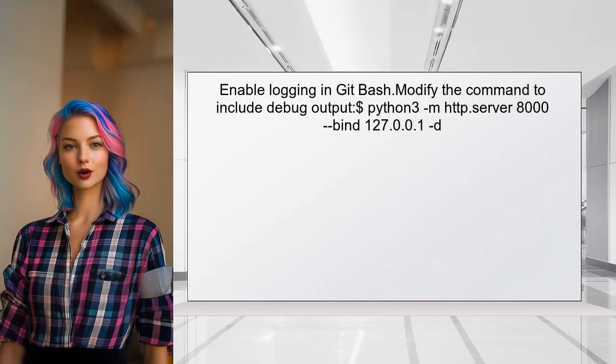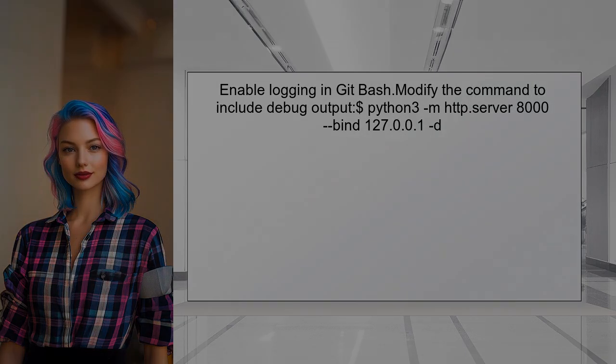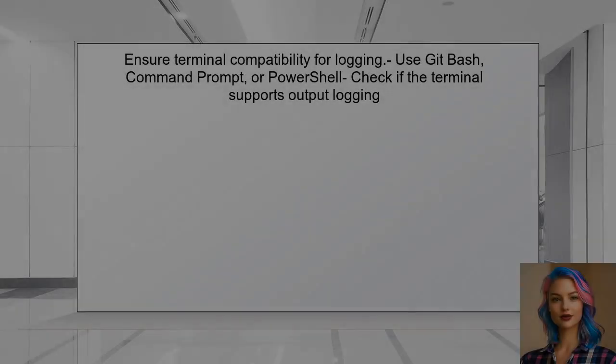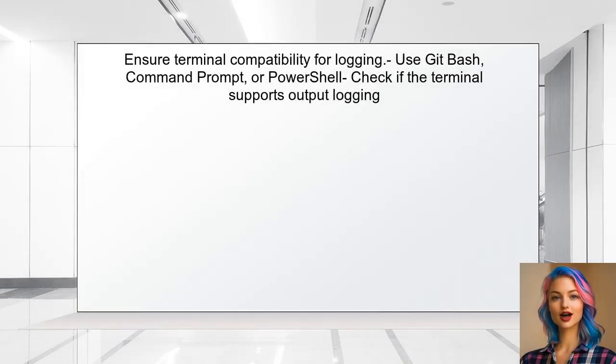To enable logging in Git Bash while running the local server, the user can modify the command slightly. Instead of using the default command, they should add the -d option to enable debug output. Next, the user should ensure that they are using a terminal that supports output logging. Git Bash is generally suitable, but they can also try using Windows Command Prompt or PowerShell for better compatibility.